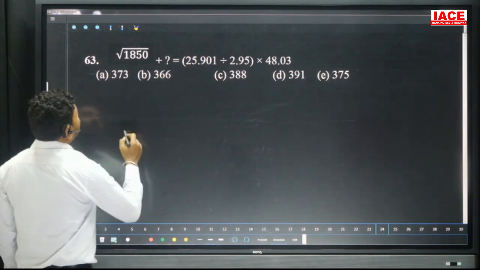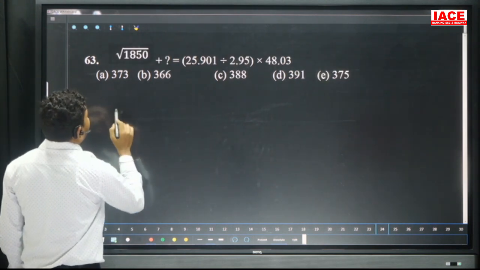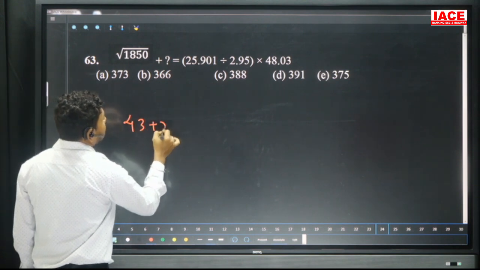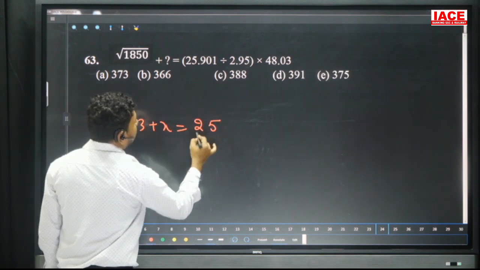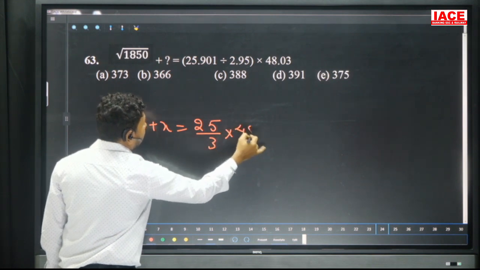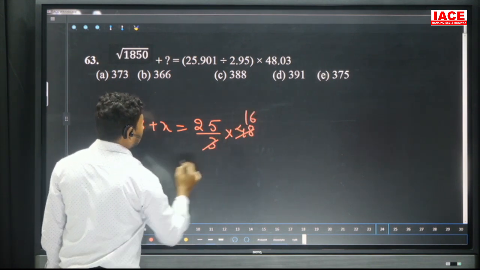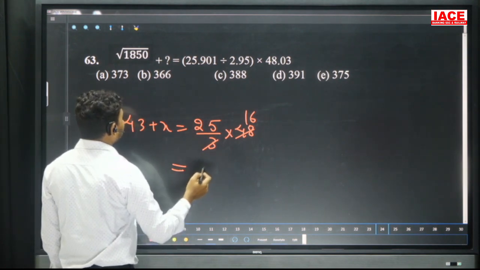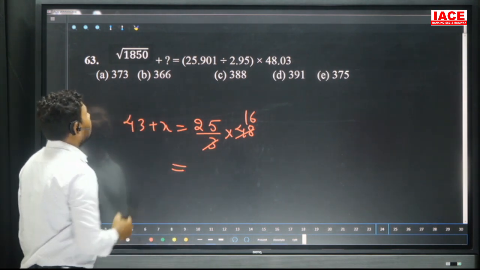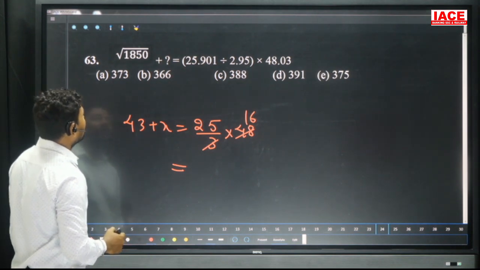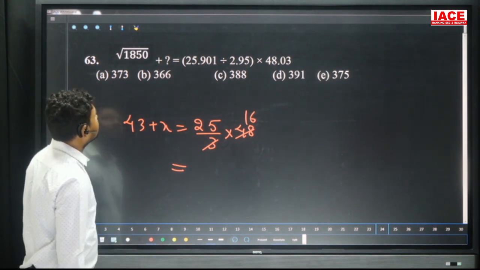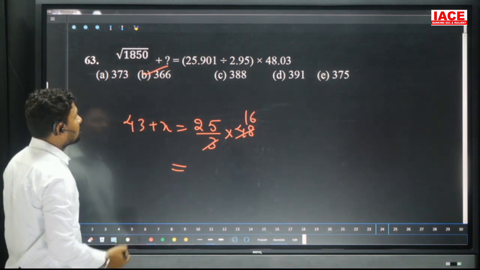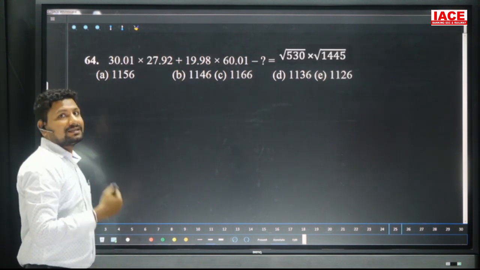Next, root of 1850. Root of 1850 means which is equal to 43 plus x and 25 by 3 into 48. 3 16s are 48, so 16 times 25, we are writing 400. From 400, 43 will be removed. We'll get the answer 366. Option is B.